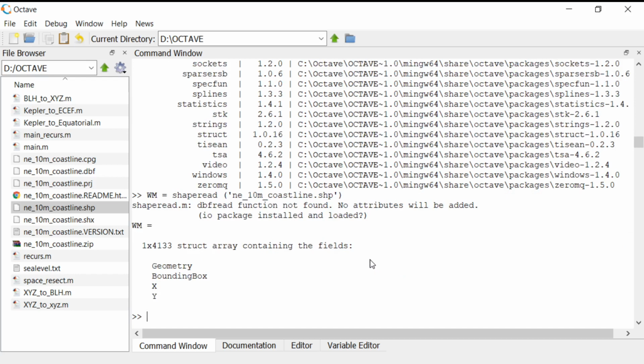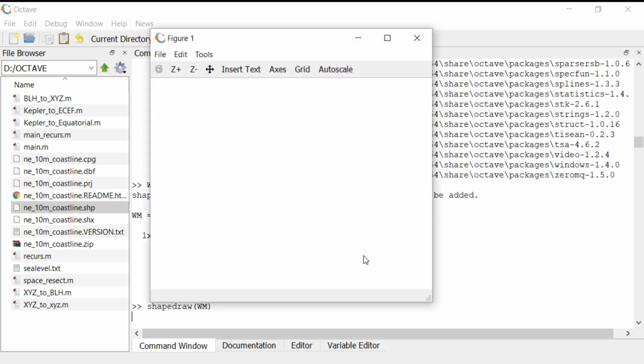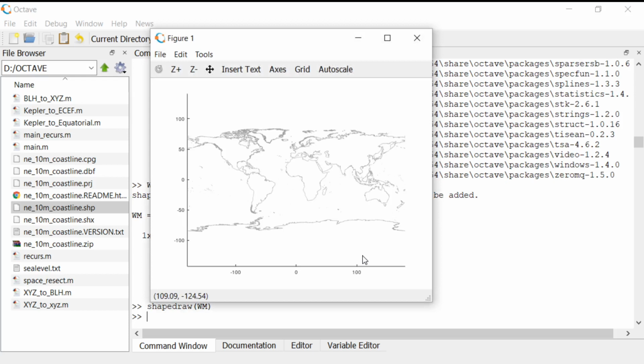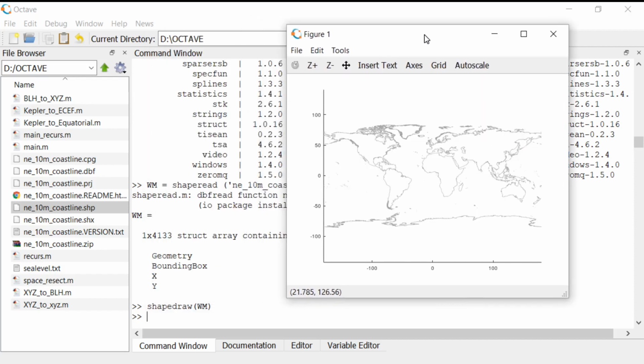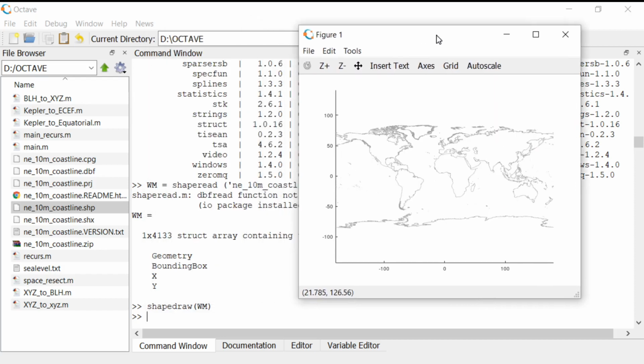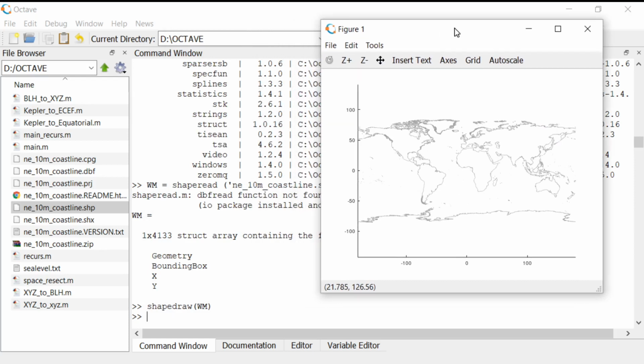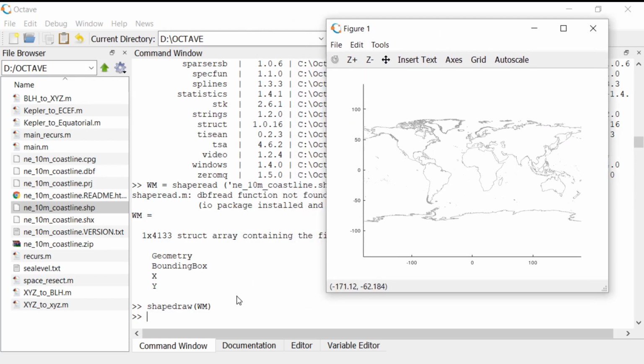Then I can show my coastline map with mapshow wm, for example. You see the coastlines of the entire Earth in a projection. I think this type of projection is a Mercator projection, an angle-preserving projection.